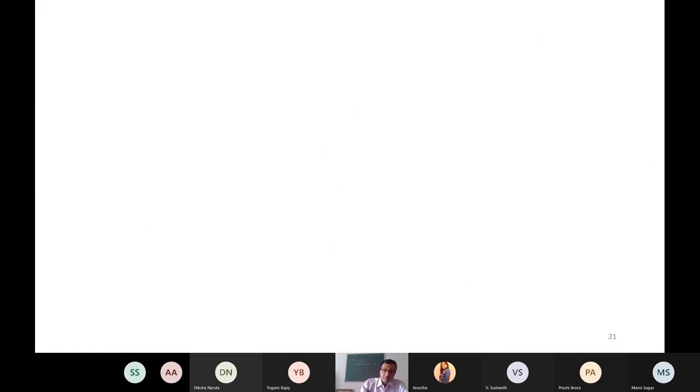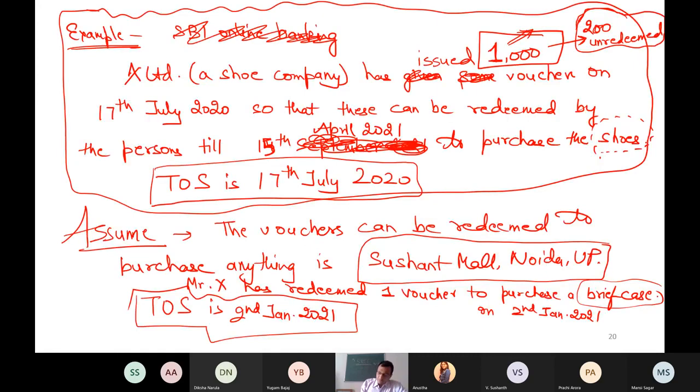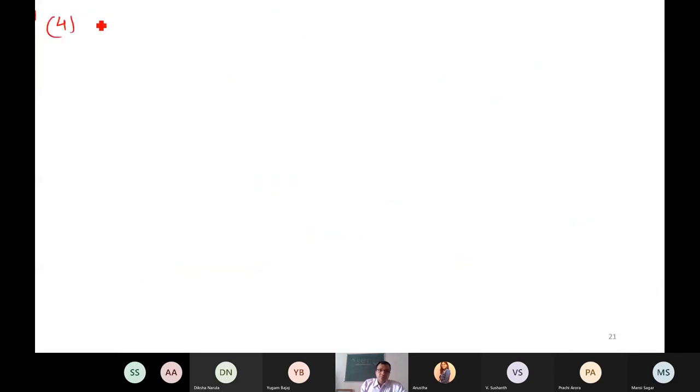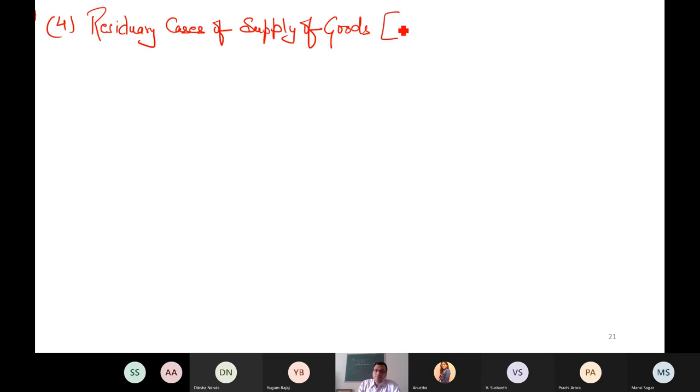Now these are residuary cases, residuary cases of supply of goods. Residuary means those which are neither covered in section 12, subsection 2, subsection 3 or subsection 4. Then what is the date on which the supplier is liable to pay the tax? So then you have two different options.